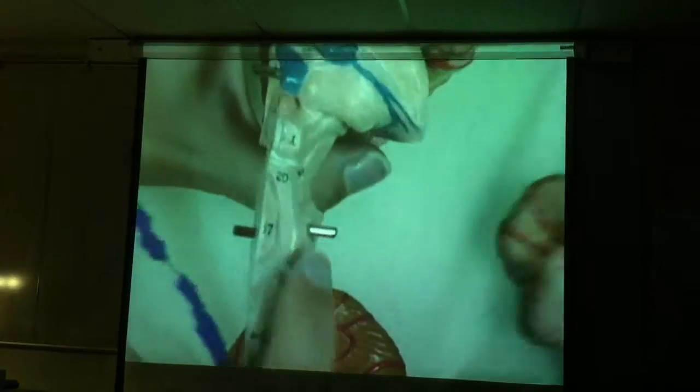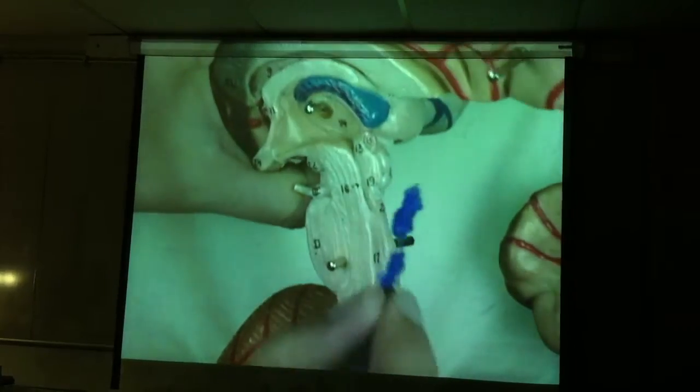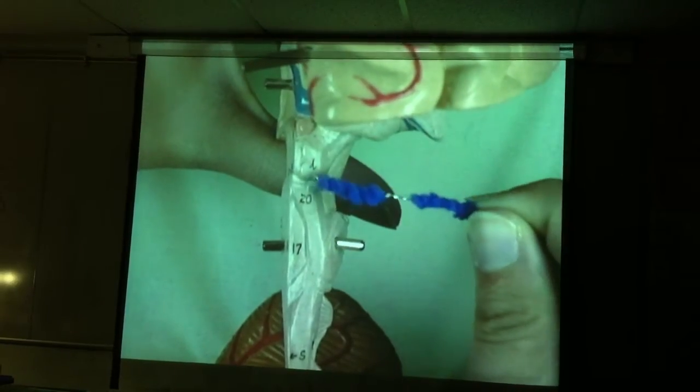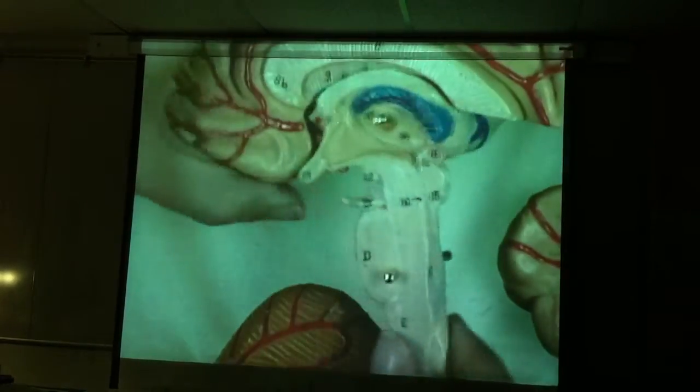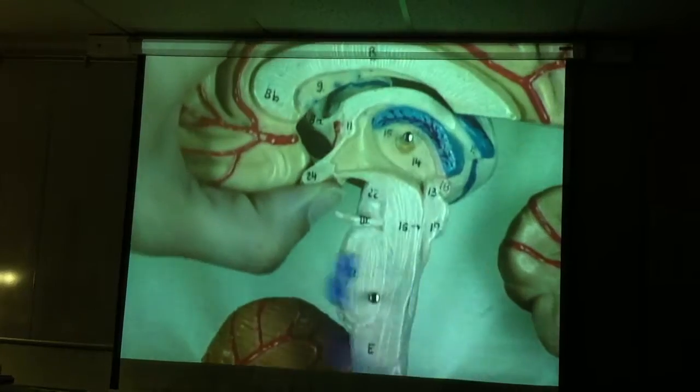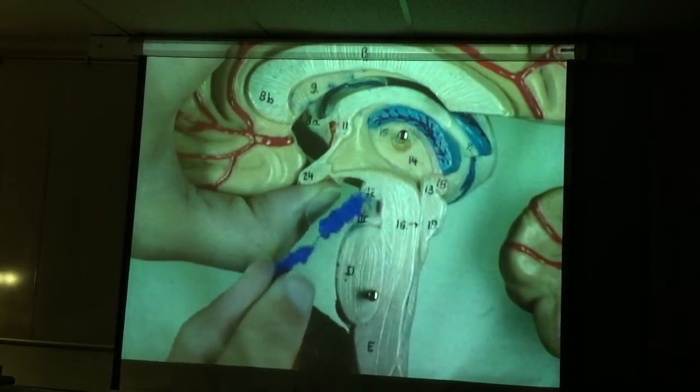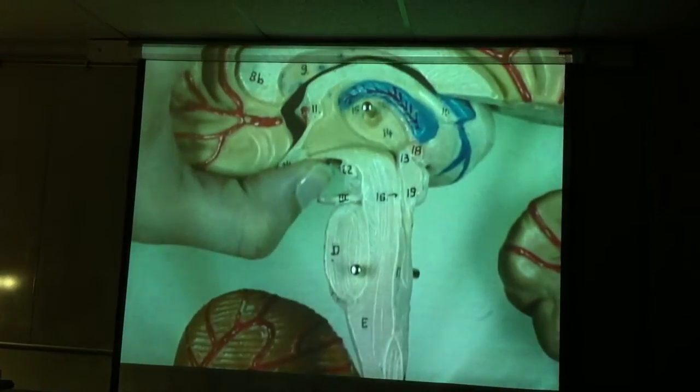If we pull this out just a little bit, we have the two bumps. You can't really see them very well, huh? Superior colliculi and inferior colliculi. One structure we have yet to talk about is this little guy right here. This is called the mammillary body. Mammillary body.